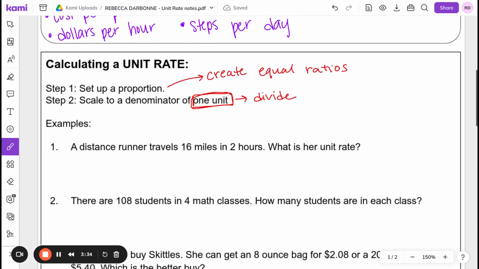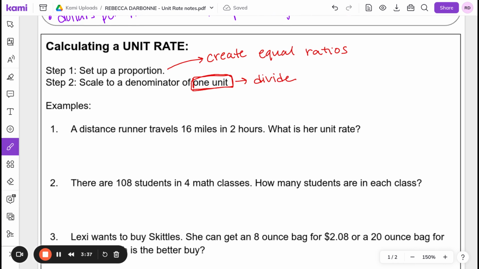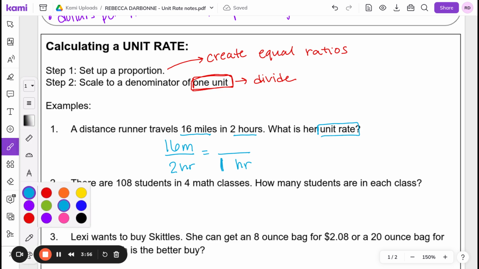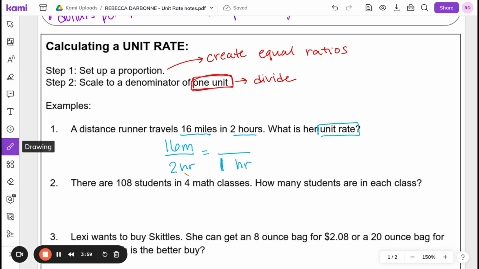get the right answer. So example 1, a distance runner travels 16 miles in 2 hours. So our first ratio is 16 miles in 2 hours. And we want to know her unit rate. Unit rate again means we're getting down to 1 hour. So then math-wise, how do you turn a 2 into a 1? You're dividing by 2. Whatever I do to the bottom, I do to the top. So she can travel 8 miles in 1 hour. That seems very fast.